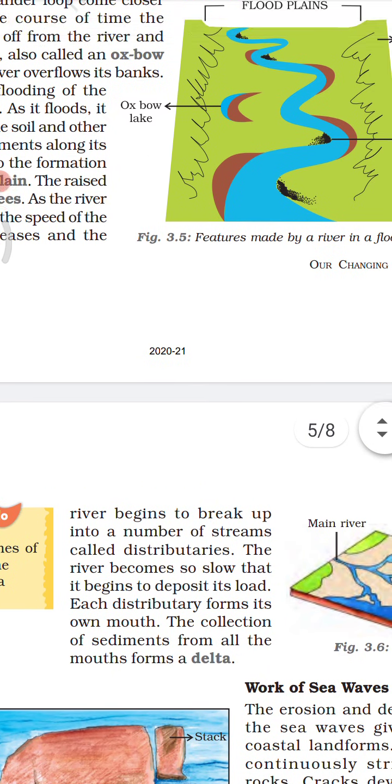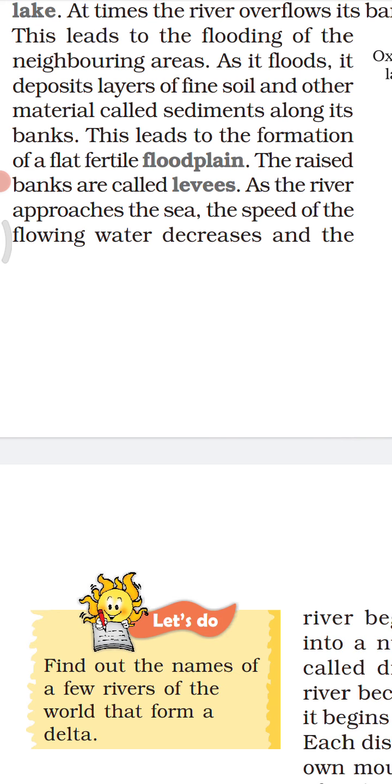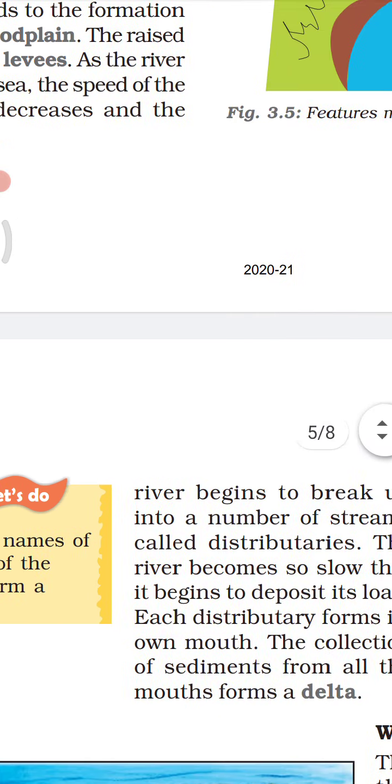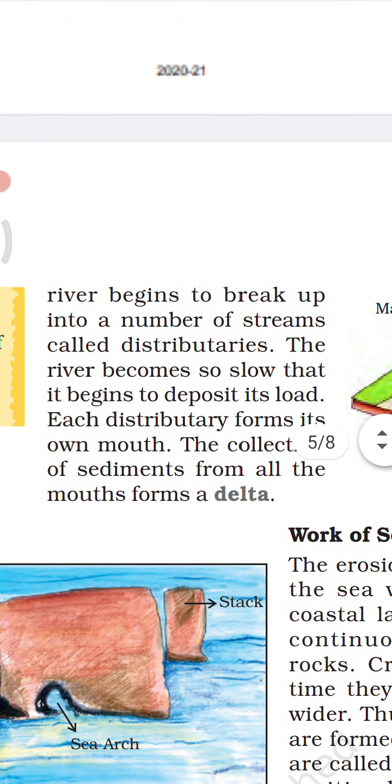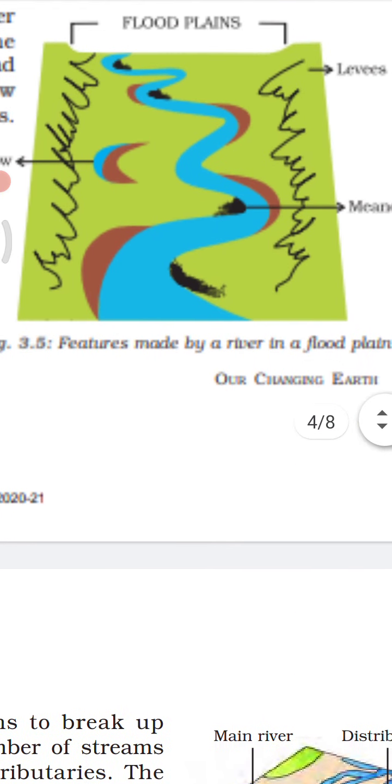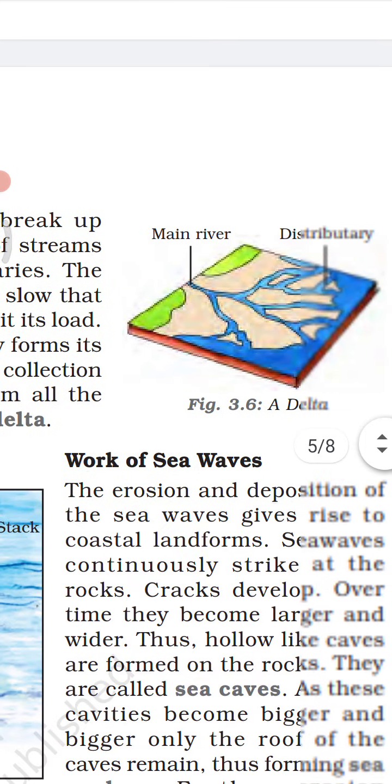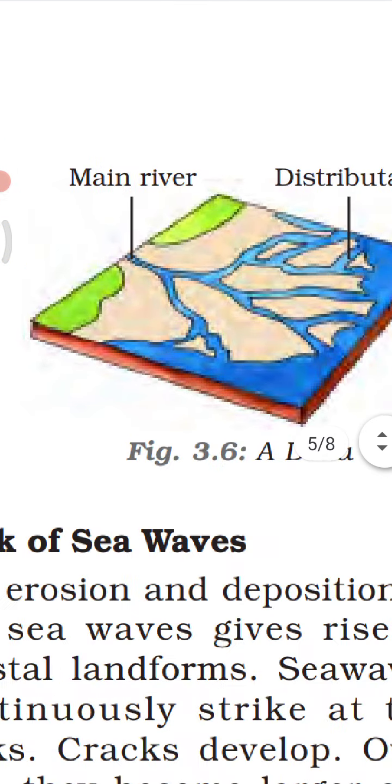Okay, so let's start from here. See the last three lines. The river approaches the sea. The speed of the flowing river water decreases and the river begins to break up into a number of streams called distributaries. As you see, as the river approaches the sea mouth, it splits into different water bodies. These are called distributaries.